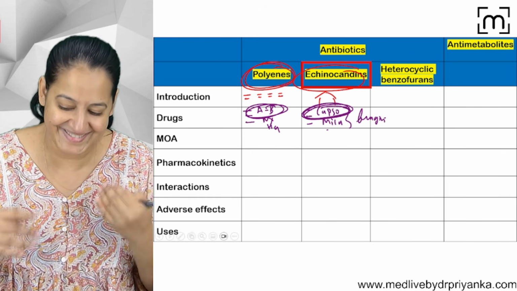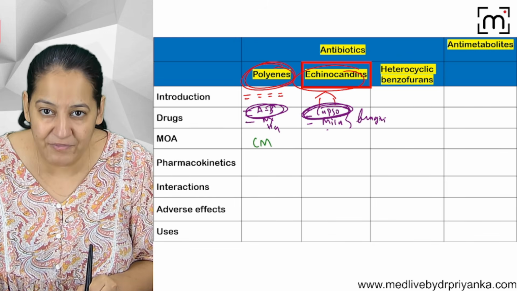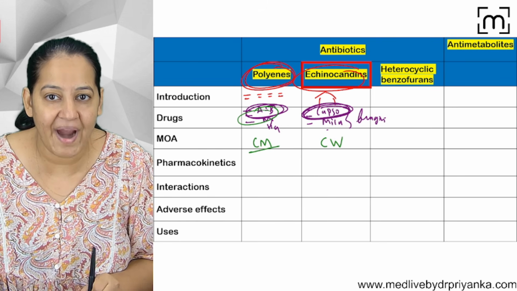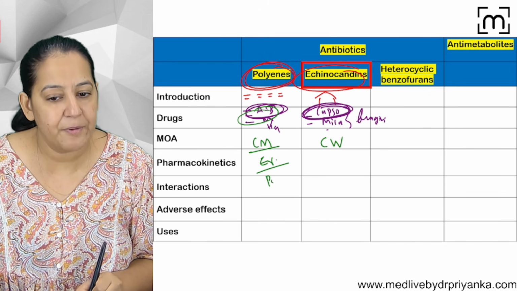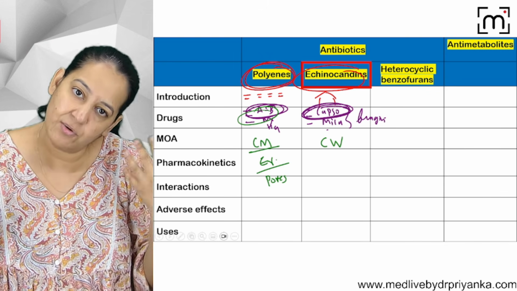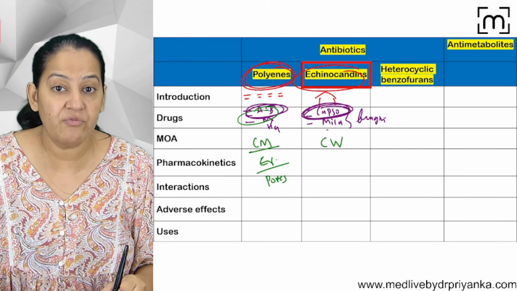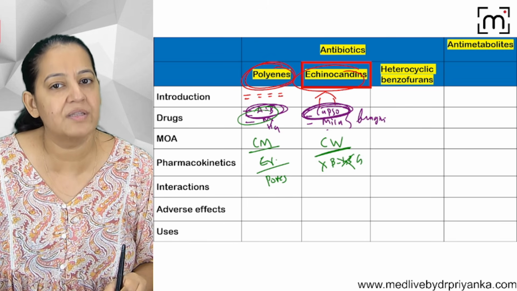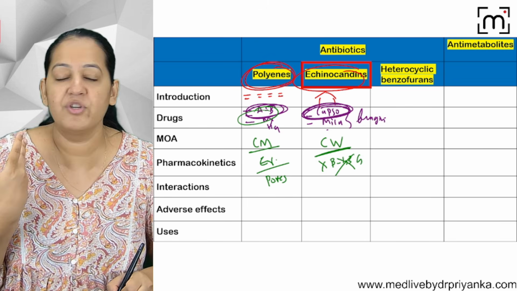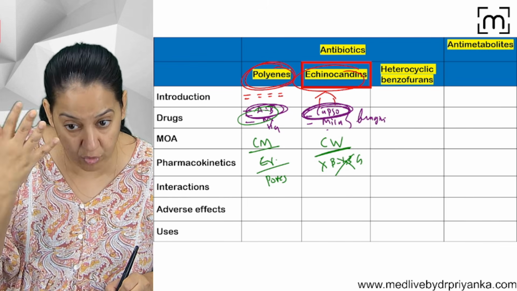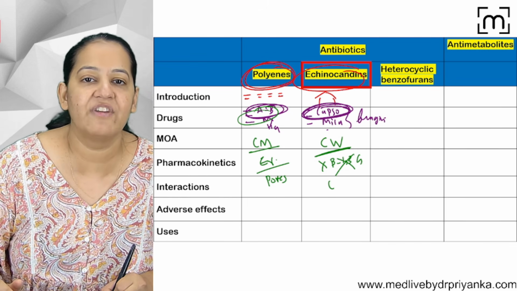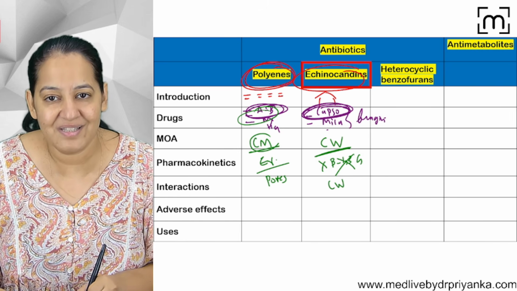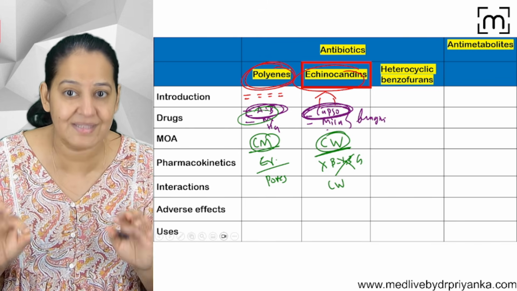Okay, mechanism of action. This one acts on the cell membrane of the fungus. This one acts on the cell wall of the fungus. Amphotericin B binds with the ergosterol of the cell membrane and produces pores in the cell membrane so that cytoplasm leaks out, fungus dies. Caspofungin goes in the cell wall and inhibits beta-1,3-glucan formation. Since beta-1,3-glucan formation is not taking place, chitin will not do the cross-linking and that's why it causes weakening of the cell wall and the fungus will die. Okay, so this is how they are acting. One on the cell membrane, one on the cell wall. You have to write down the exact steps.